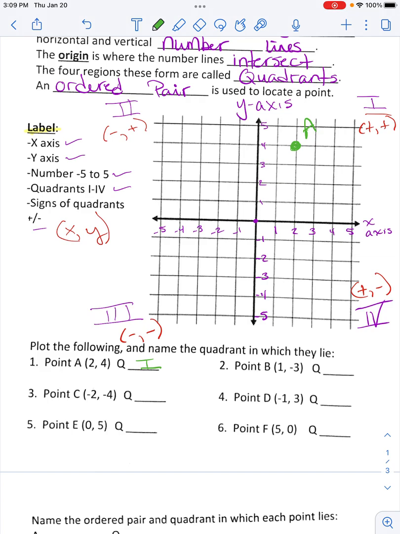Point B, we're going from 1, -3. Always start right in the middle at the origin. +1 would be to the right 1. -3 would be down 3. B, that is quadrant 4.